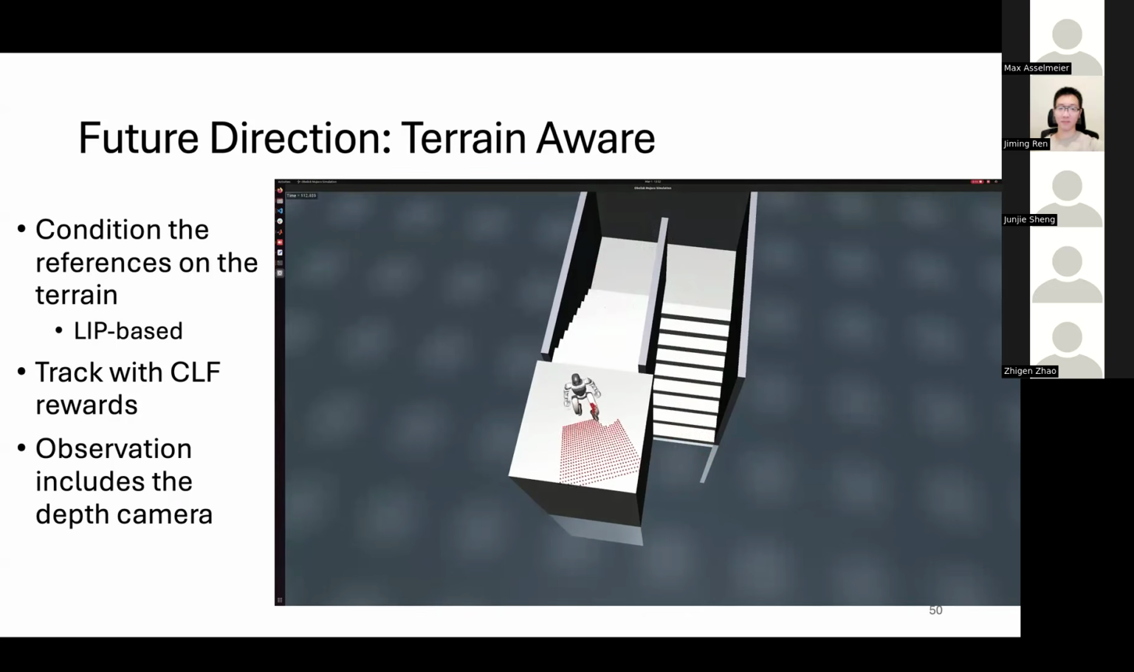Since none of these policies ever take the reference as an observation, you don't need to do the LIP-based conditioning online in deployment. You just do it during the training. So the sim results here are really promising. We're still working on the sim-to-real transfer though.